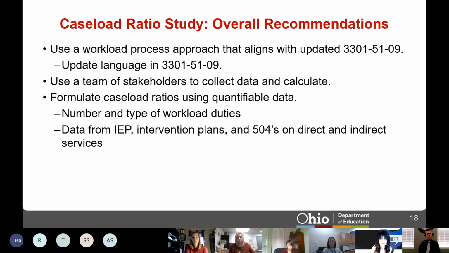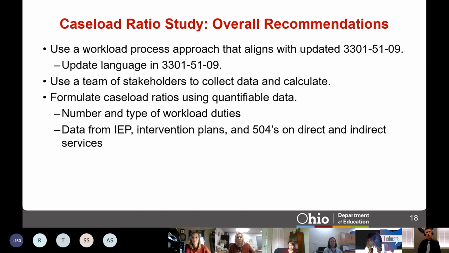Some of the big recommendations also were obviously that we adhere to the workload process, and that is what the Ohio Department of Education, Barb Conrad, Becky Harker, all of us have been trying to do throughout the years, is really try to get people to follow the workload rule and use a workload process. Then that will allow us to achieve those different outcomes, to achieve FAPE, to serve students in LREs, et cetera.